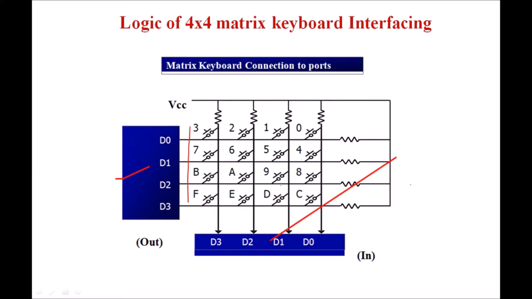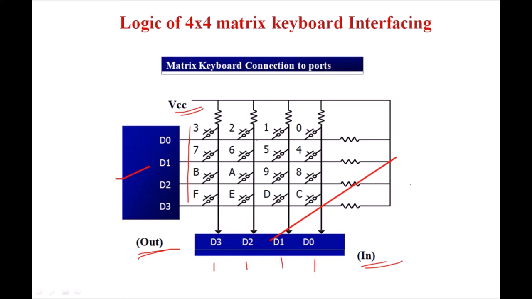To interface this keyboard, we need 4 port terminals, which we are using as an output port, and 4 other port terminals which we have to use as an input port. These output port terminals are called the rows of keyboard, and input port terminals are called the columns of a keyboard. Initially, all columns and rows are connected to VCC. The output port terminals are initially at logic 1. So when no key is pressed by the user, we will read data on column as 1111.